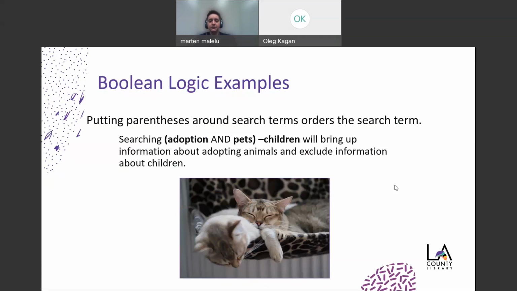So searching adoption and pets in parentheses, and then I put not children in that example. So adoption and pets is in parentheses, but then I have that minus sign, children. So I'm looking for information about adopting pets, but not adopting children. This would pull up any information about adopting pets, but it would exclude any search results that included the word children.